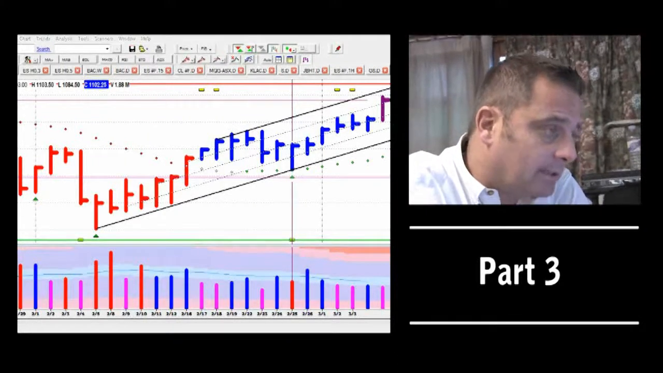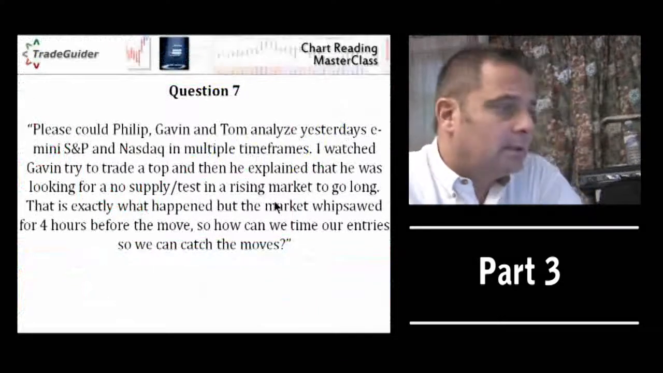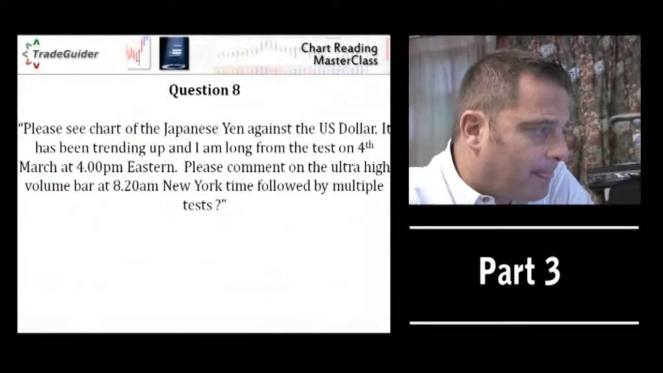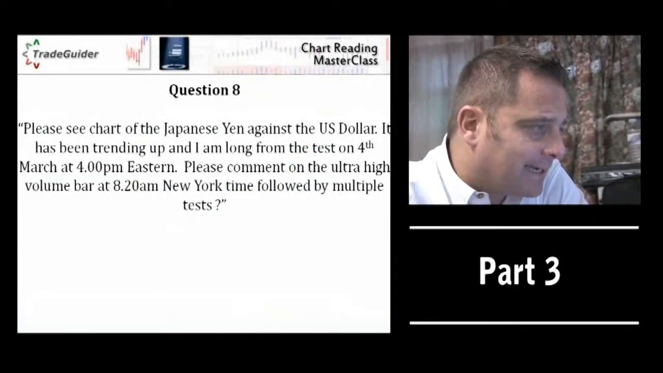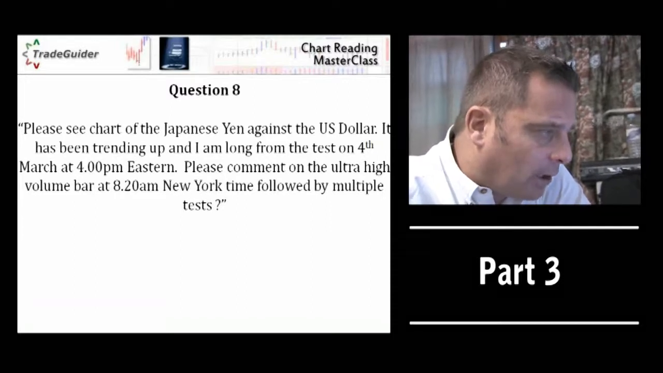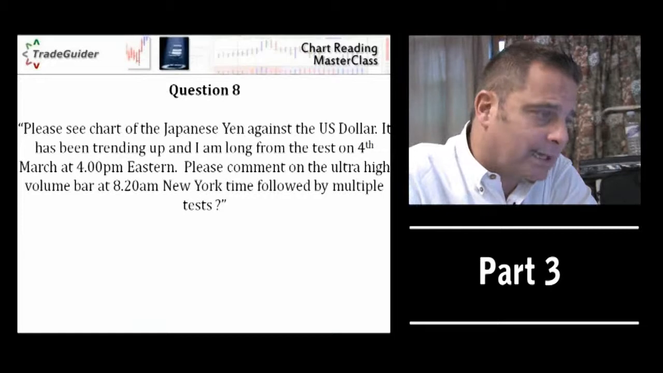Okay, let's go to the next question. Please have a look at the chart of the Japanese yen against the US dollar. It's been trading up and I am long from the test on the 4th of March at 4 p.m. Eastern. Please comment on the ultra-high volume bar at 8:20 a.m. New York time, followed by multiple tests.